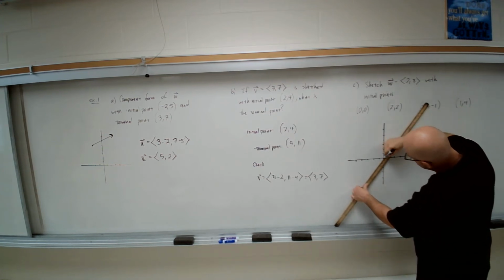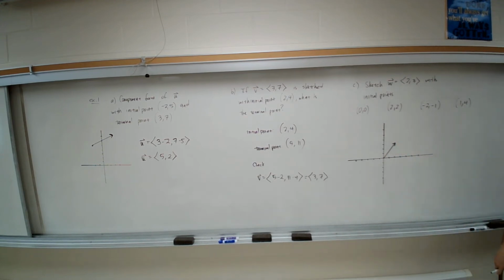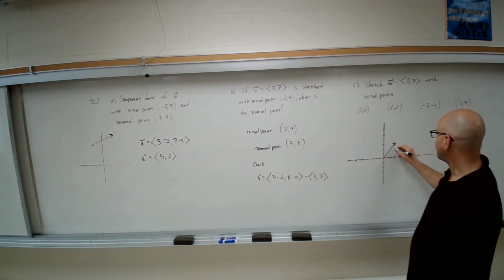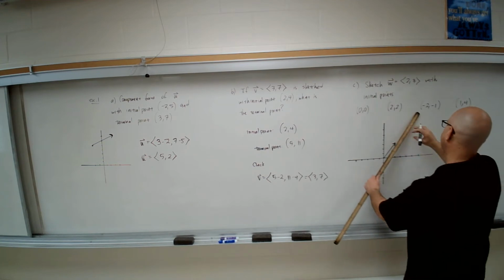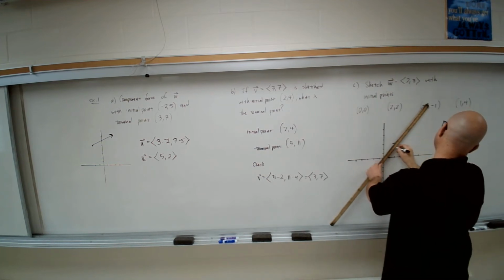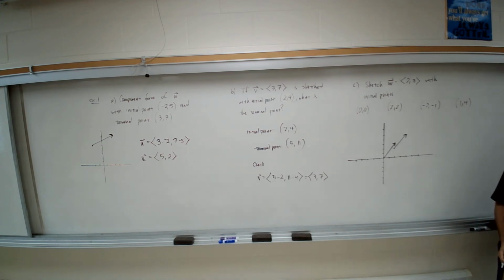So that would be the first one there. Initial point at (0, 0). The terminal point would actually be at the point (2, 3), which is an appealing part about standard position. If we start at (2, 2) as the initial point, we're still going to go over 2, up 3. And it's going to look like that.